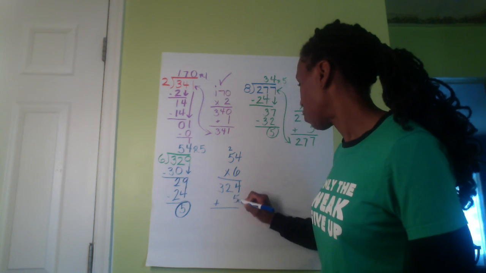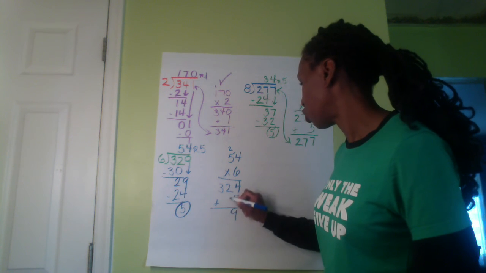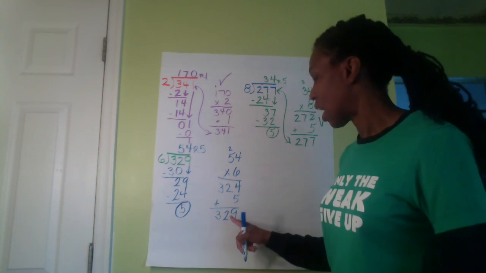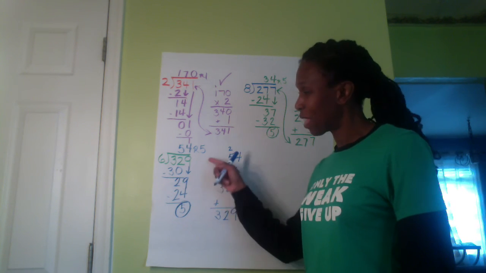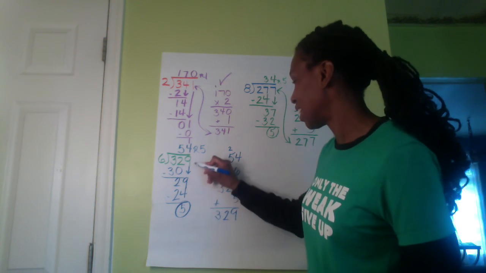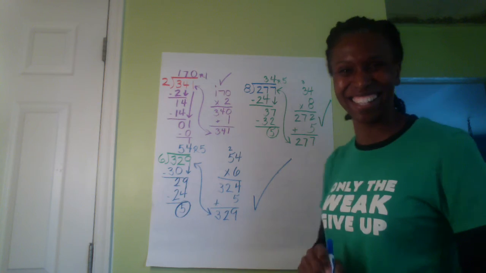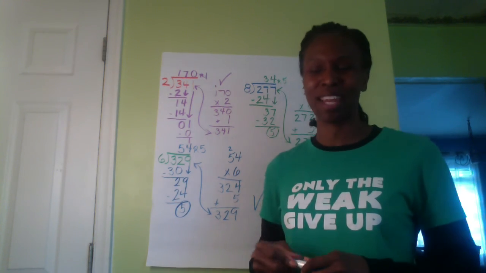4 plus 5 is 9. 2 plus 0 is 2. 3 plus 0 is 3. And I have 329 here. 329 in my dividend. So what does that mean? Nailed it! Love it when that happens.